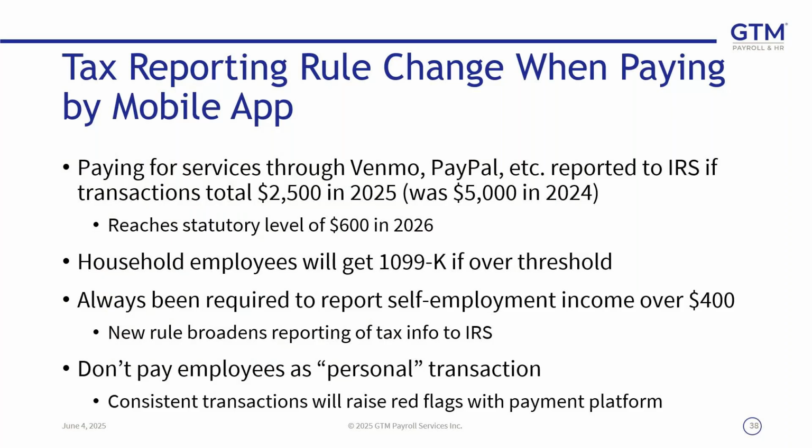The reporting rule may change how your clients pay their nannies and babysitters. Payments for goods and services such as babysitting or childcare through third-party settlement organizations such as Venmo, PayPal, and Cash App were reported to the IRS if those transactions totaled $5,000 or more.